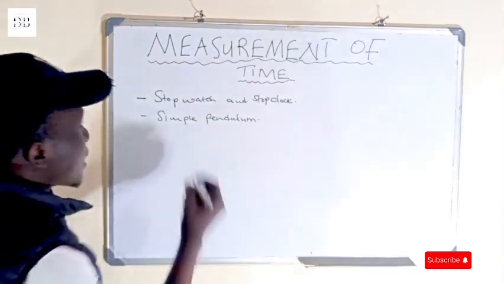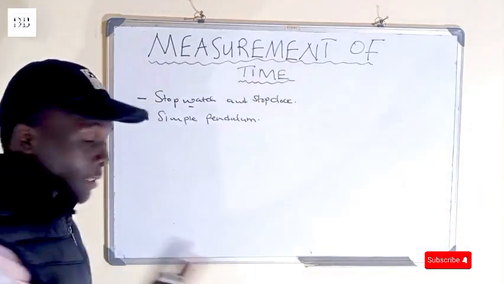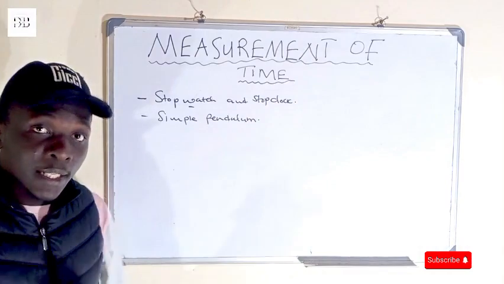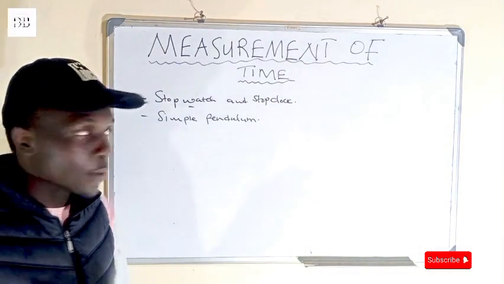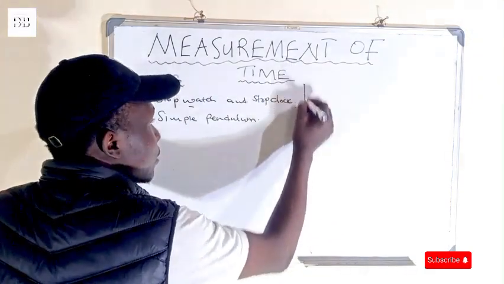Now this stopwatch has got two scales. One is called the minute scale and one is called the second scale. So let us look at how it looks like.